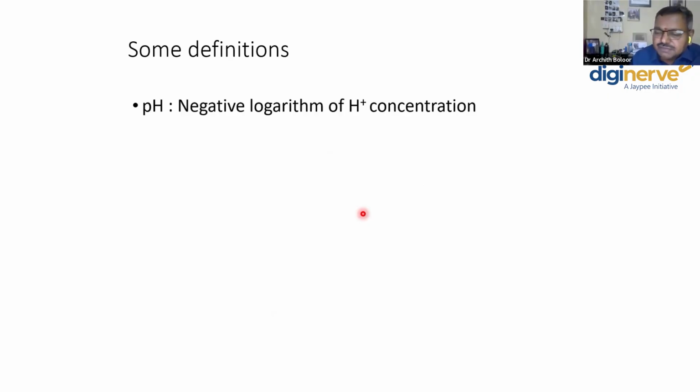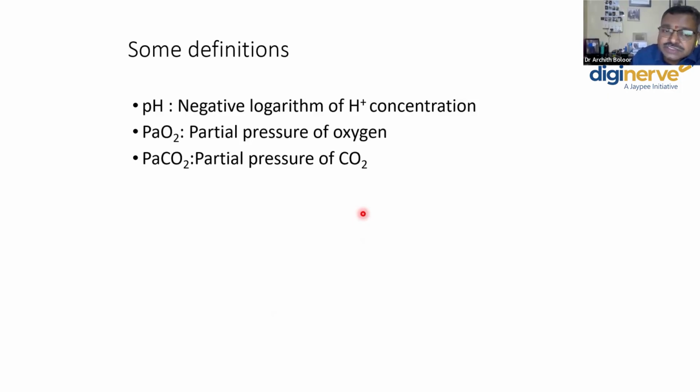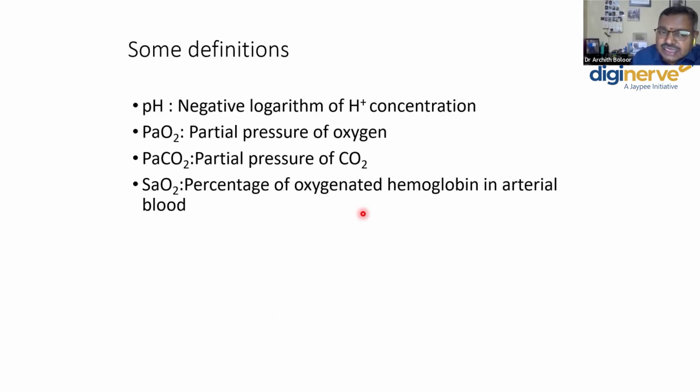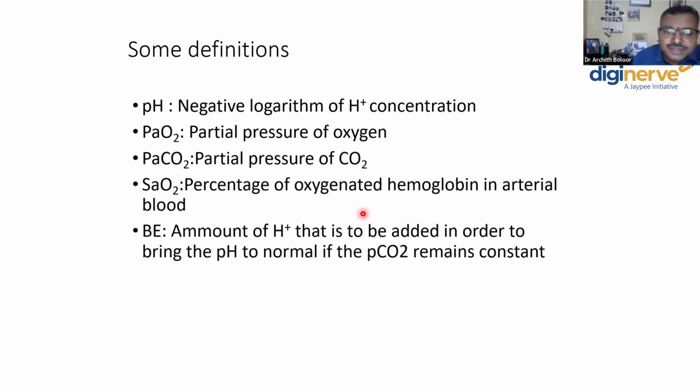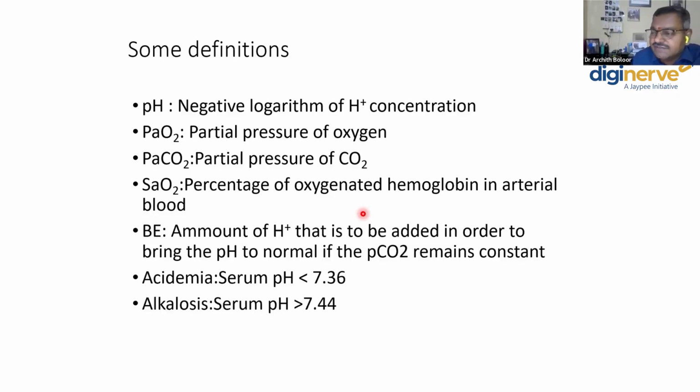Some definitions, as I said, pH is the negative logarithm of H plus. PO2 stands for partial pressure of oxygen. PaCO2 is partial pressure of carbon dioxide. SaO2 is the percentage of oxygenated hemoglobin in the blood. And BE is the base excess, that is the amount of H plus that has to be added in order to bring the pH normal, right? And acidemia is when the pH is less than 7.36. Alkalemia is when the pH is more than 7.44.